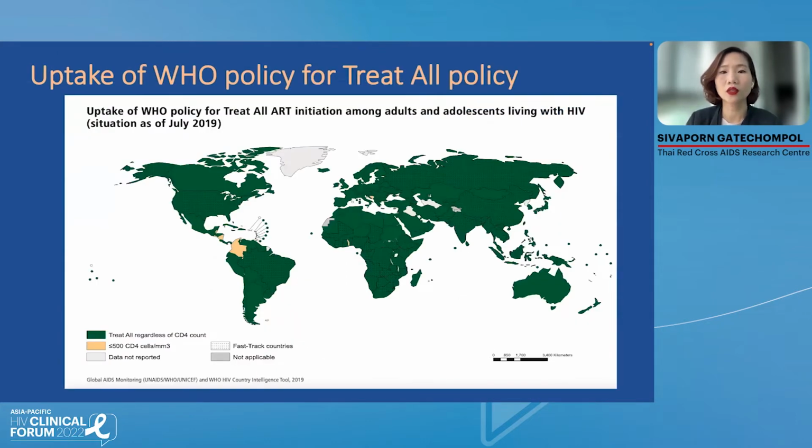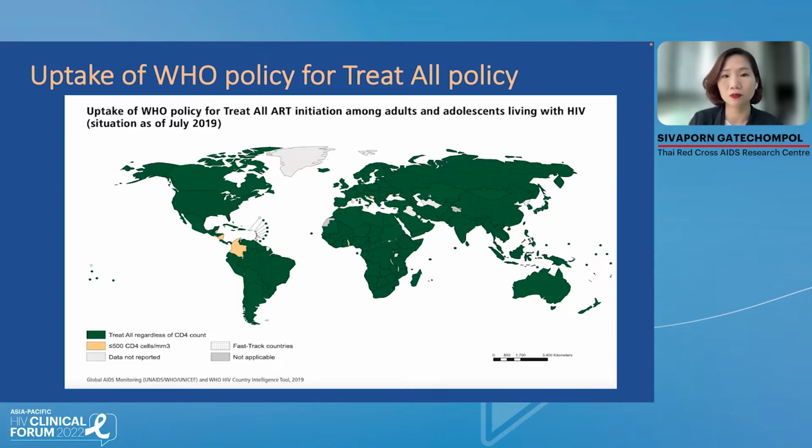For when to start, all Asian country guidelines have implemented the treat-for-all policy regardless of CD4 by adopting the WHO policy. You can see in this figure, shown in green, that all the countries in Asia have adopted the WHO treat-for-all guideline, and this has led to a significant rise in the number of people being treated on ART.